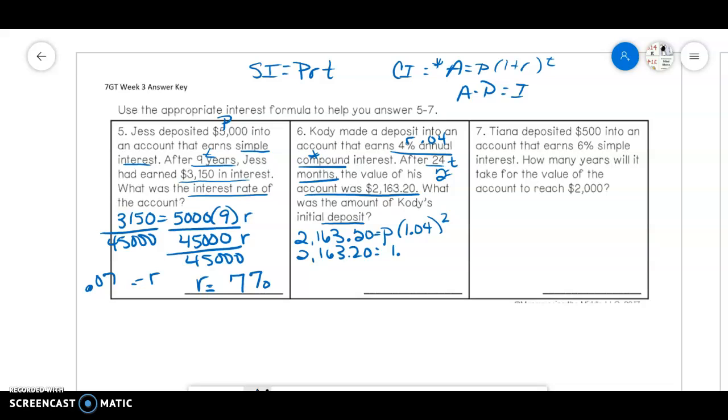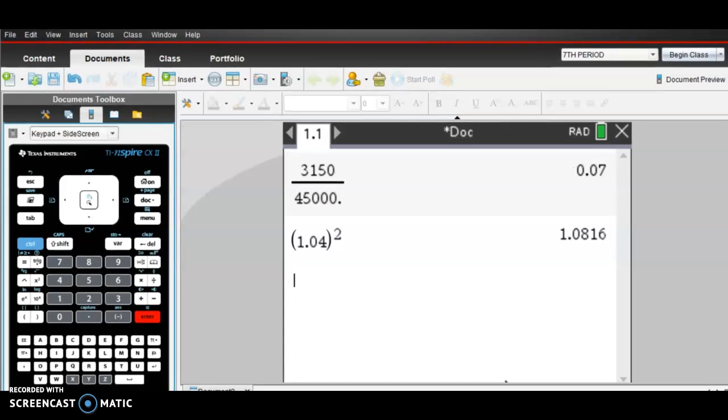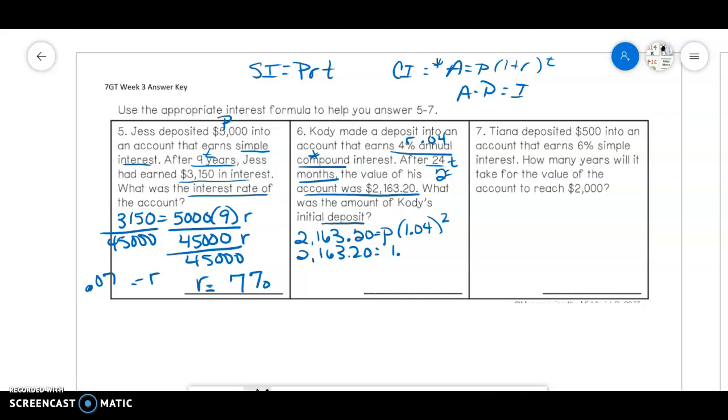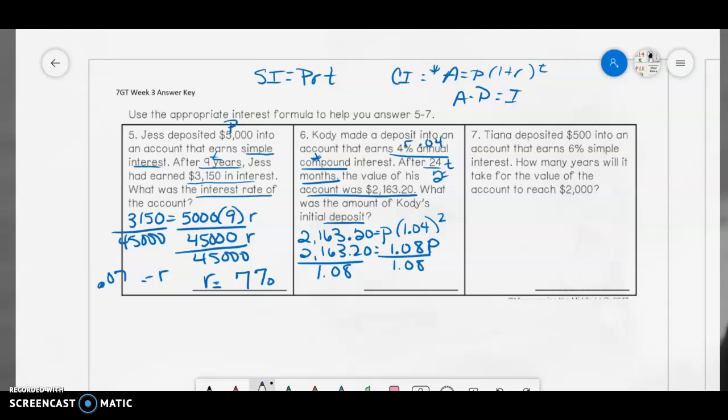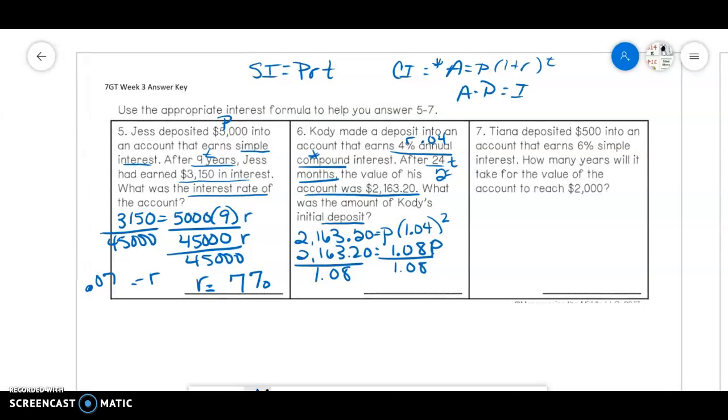$2,163.20 is equal to 1.08 times P. So we need to divide by 1.08. 2163.20 divided by 1.08 gives us roughly 2,296. If you wrote that answer, it counted it wrong, but I gave you credit. The answer I had in there was 2,000. So if you had not rounded, you would have gotten 2,000. So I would have taken either answer. The 2,000 was the amount he originally deposited.